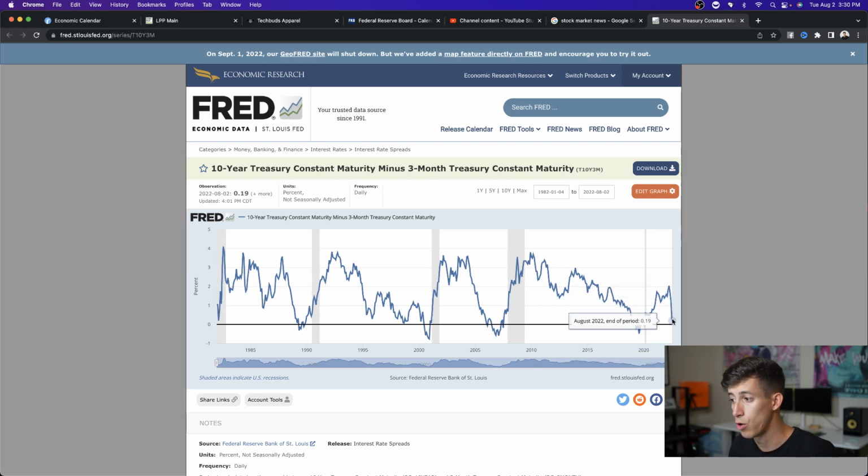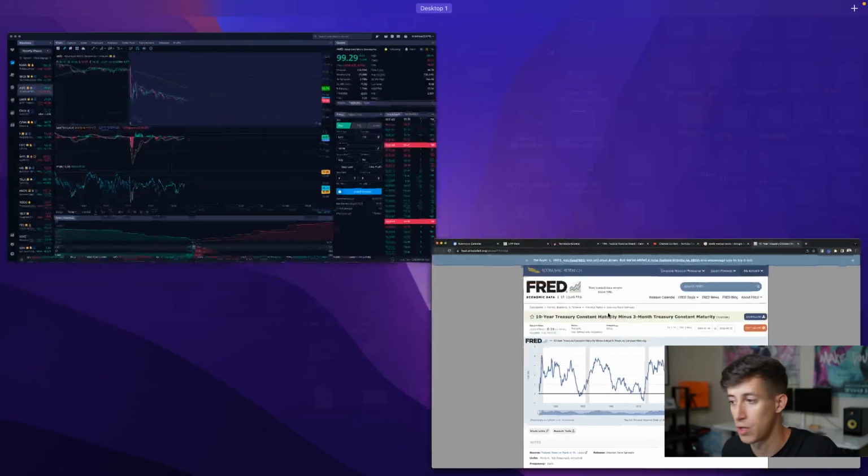And then right now, we're getting really close to that 0%. What do you guys think about this? What do you guys make of this? Do you find something like this useful, especially when trading and investing in the stock market? I thought it would be something worth sharing.